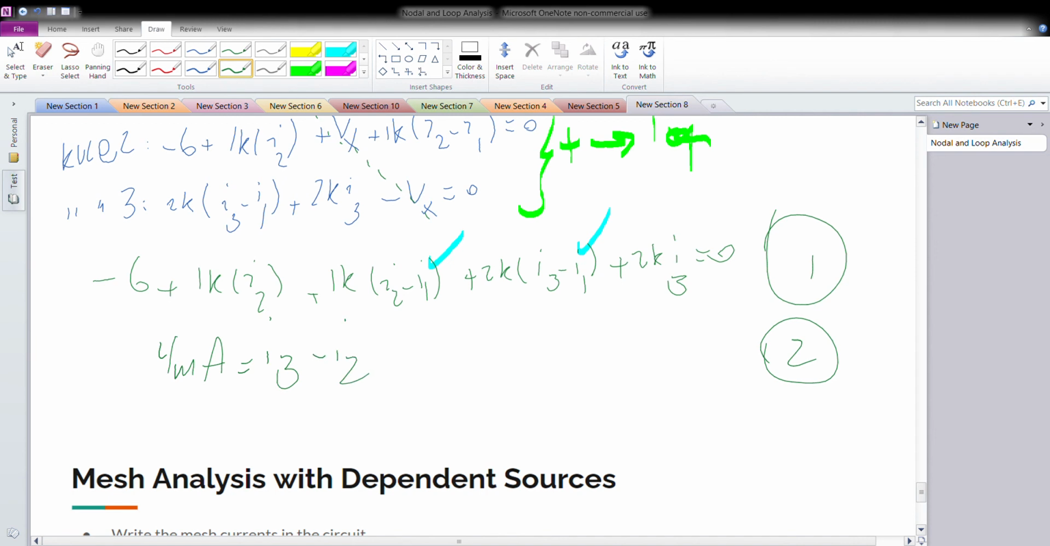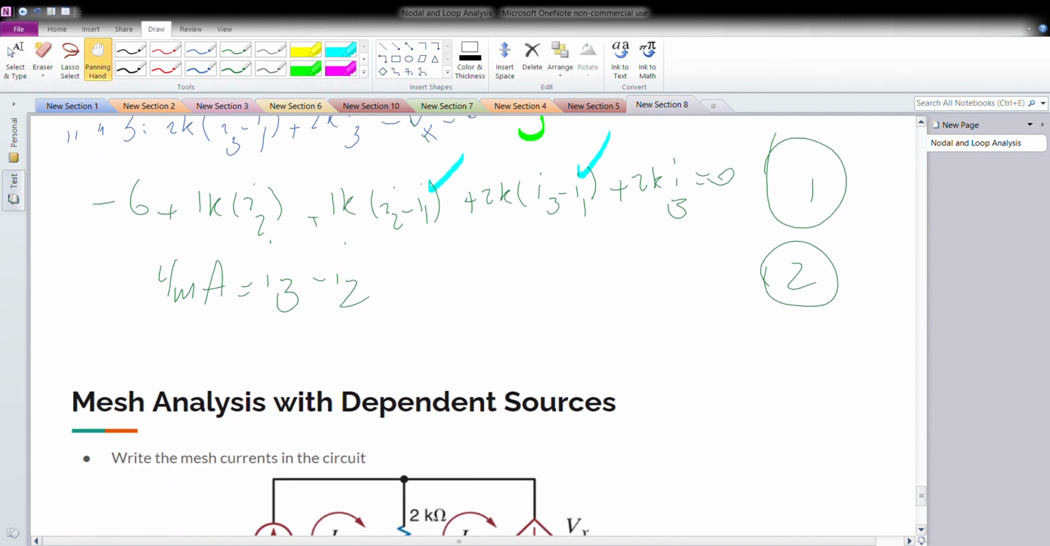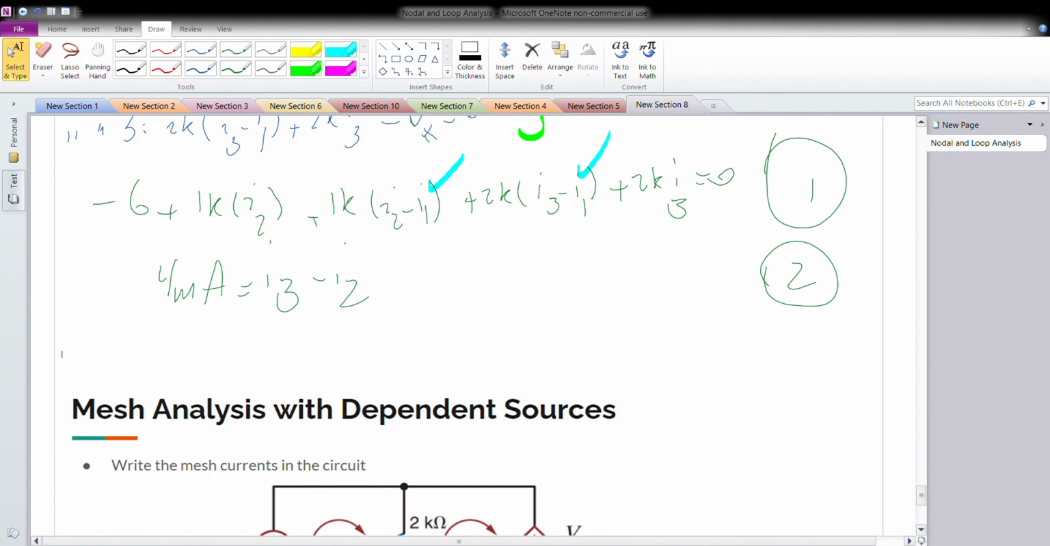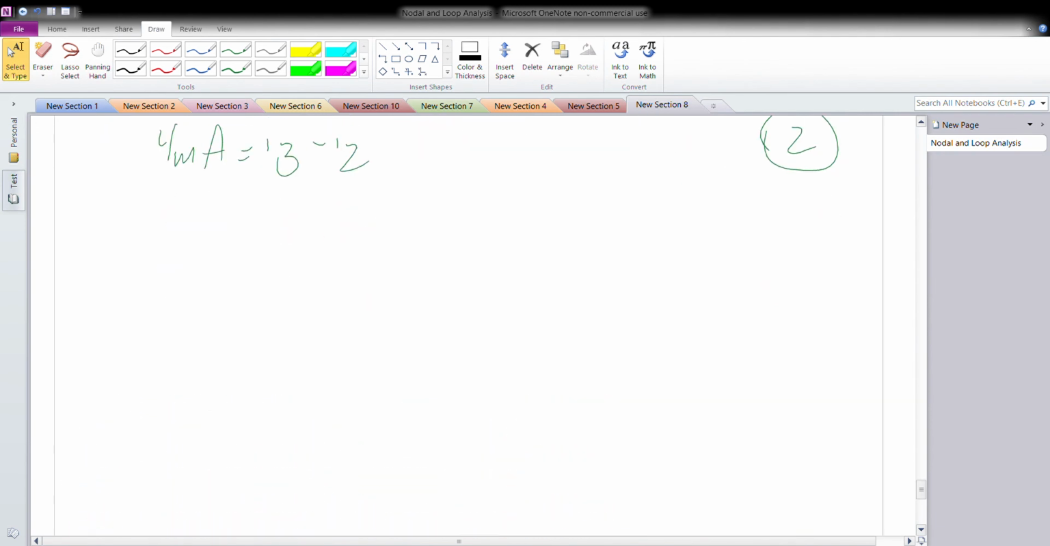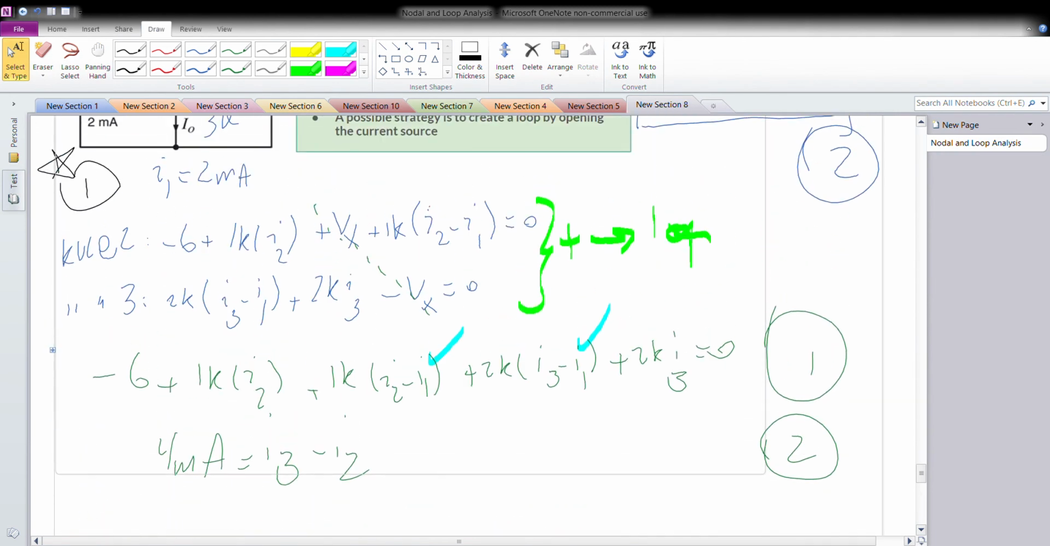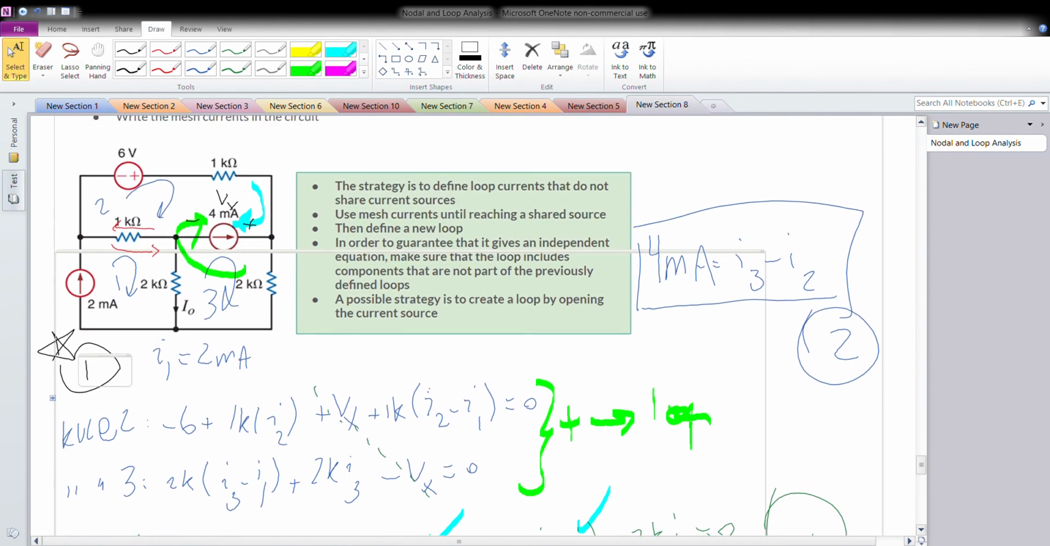Now I have 2 equations and 2 unknowns, I3 and I2, and I can solve for I3 and I2. So it's as easy as that. That's one method, that's method 1. Now, there's another method that you can also use. It's almost the same, but the reason I do not use it is because with this new method that I'm going to show you, it's really hard to keep track of which current belongs to what.